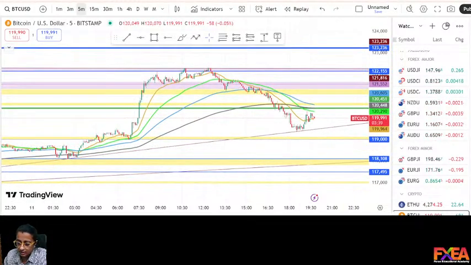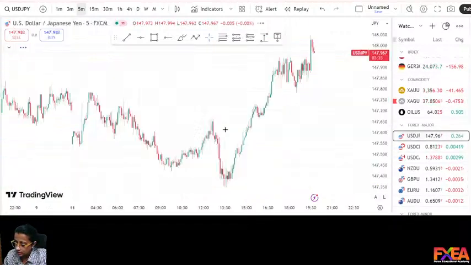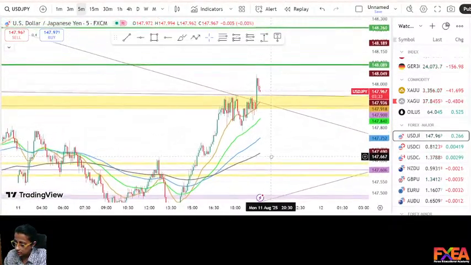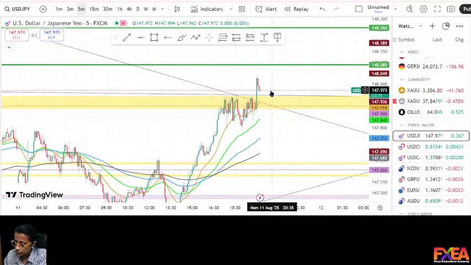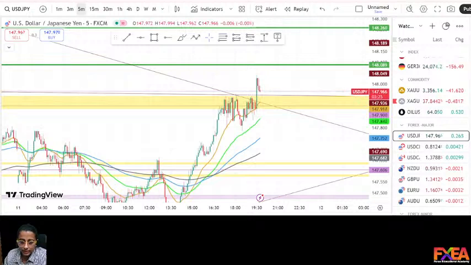Has anyone taken any trade in gold or BTC, or any trade which we discussed? USD JPY, what is the status? USD JPY is showing some pullback happening here.